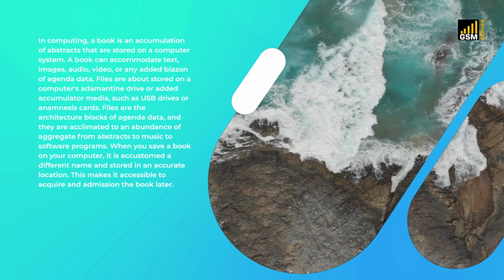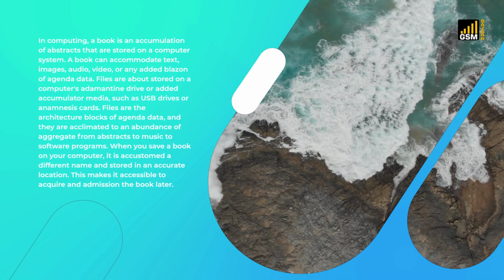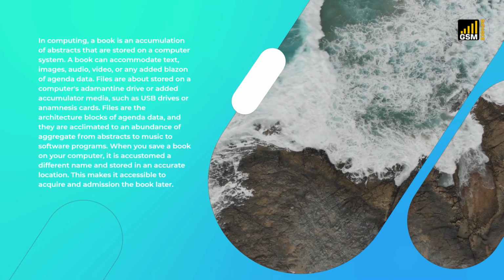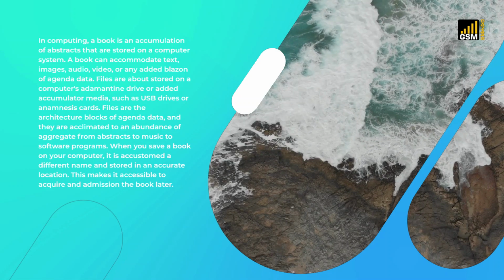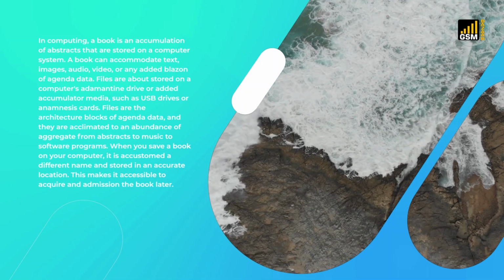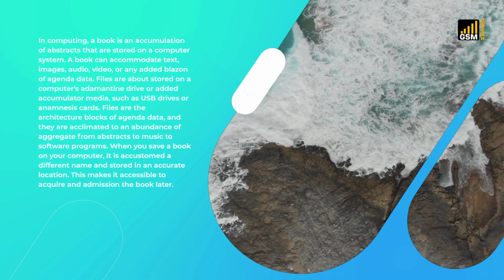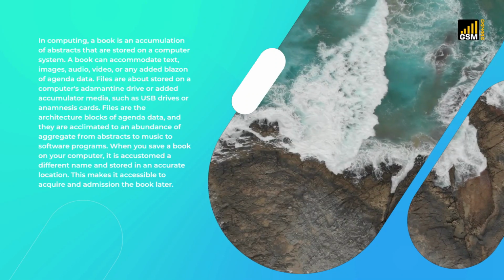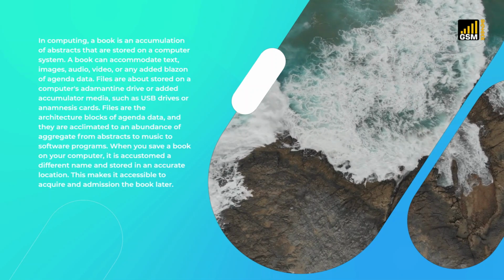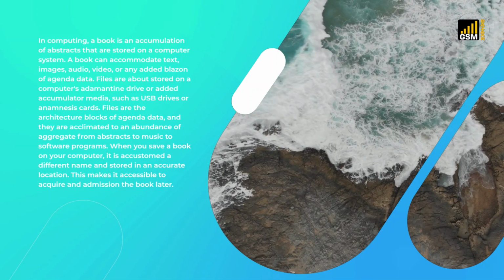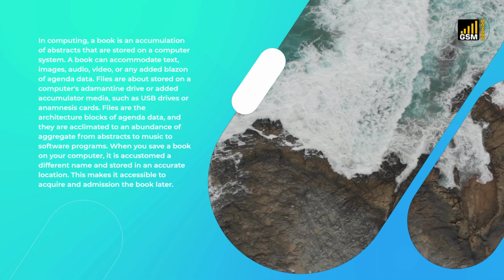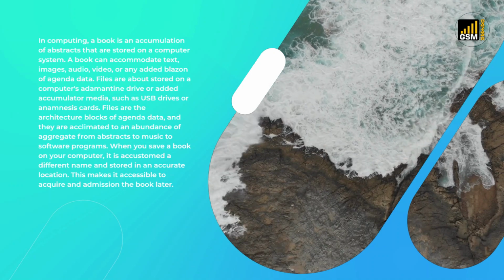In computing, a file is a collection of data that is stored on a computer system. A file can contain text, images, audio, video, or any other type of digital data. Files are usually stored on a computer's hard drive or other storage media, such as USB drives or memory cards. Files are the building blocks of digital data, and they are used for everything from documents to music to software programs. When you save a file on your computer, it is given a unique name and stored in a particular location. This makes it easy to find and access the file later.